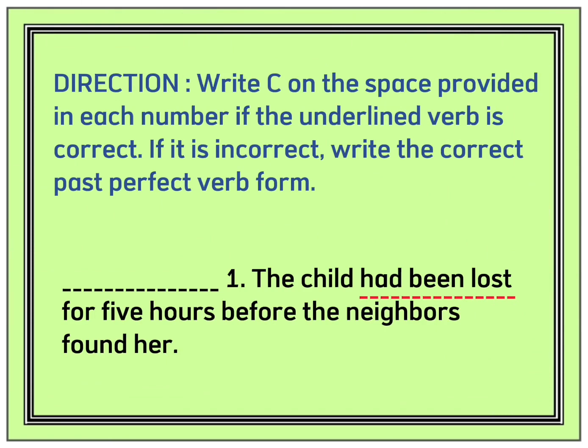For number 1, the sentence is, the child had been lost for 5 hours before the neighbors found her. So the answer is C, because the verb is in the past perfect tense.